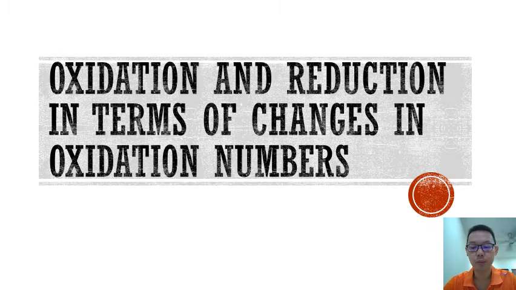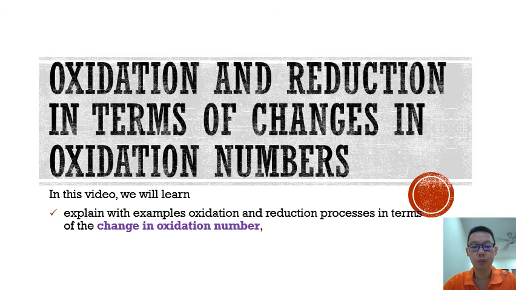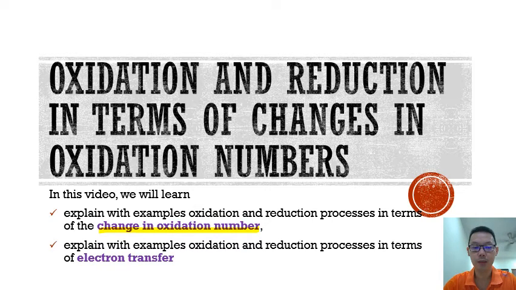Hi every student, you have learned how to calculate the oxidation number of an element in a compound in the previous lesson. In this video, you will learn how to explain with example the oxidation and reduction processes in terms of the change in the oxidation number and in terms of the electron transfer.